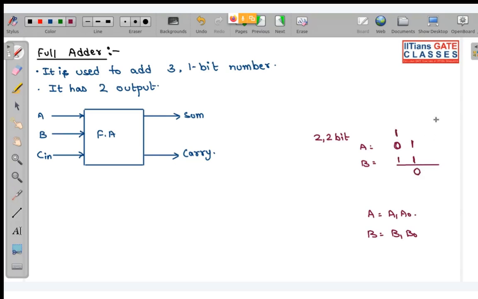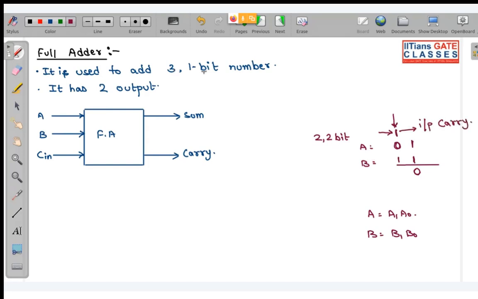Now you can see that in the next position after the LSB, I need to add three 1-bit numbers, and the third bit is the input carry. So basically a full adder does this job.